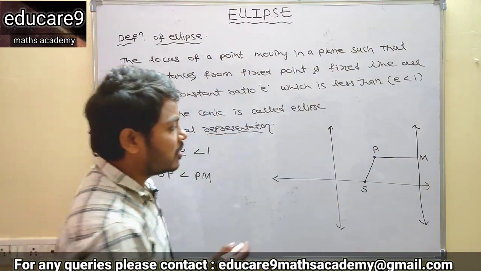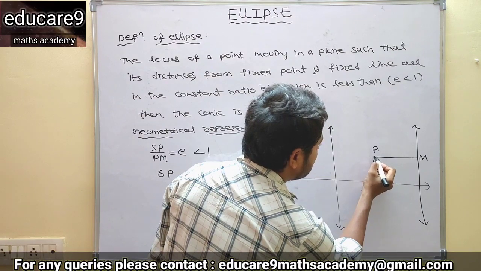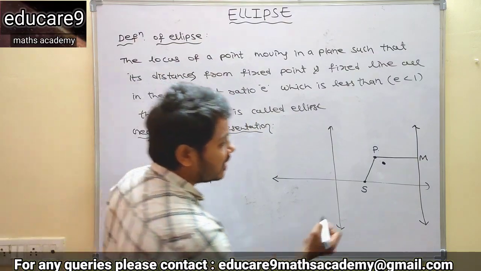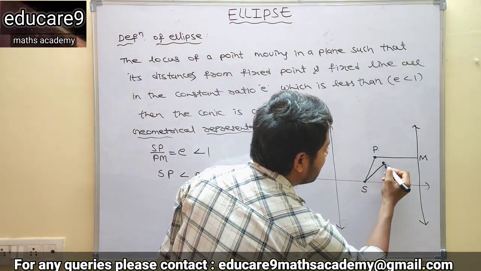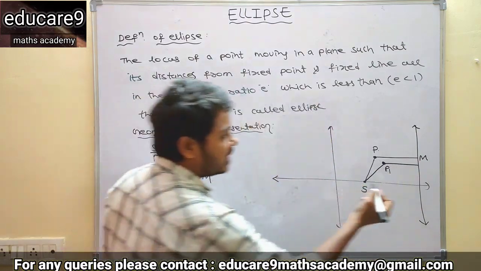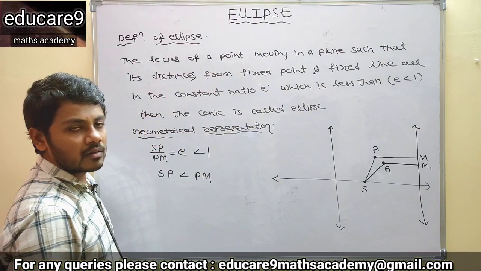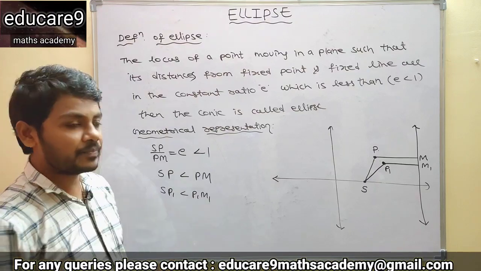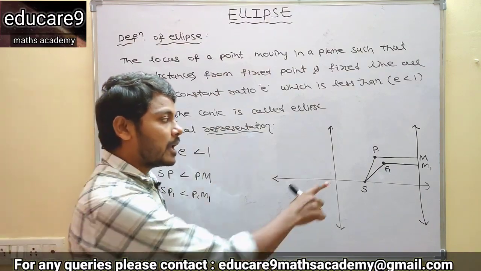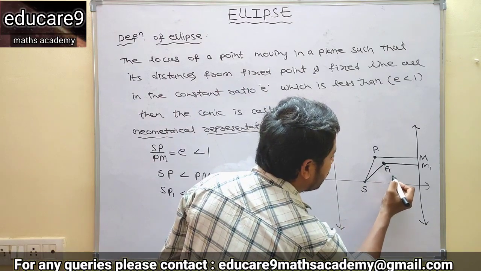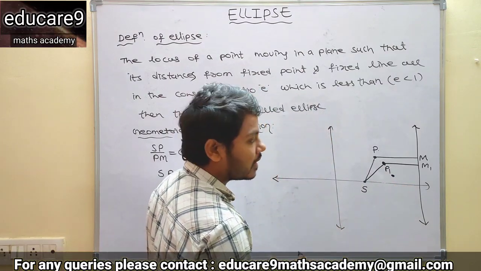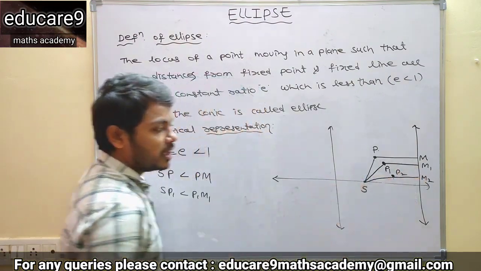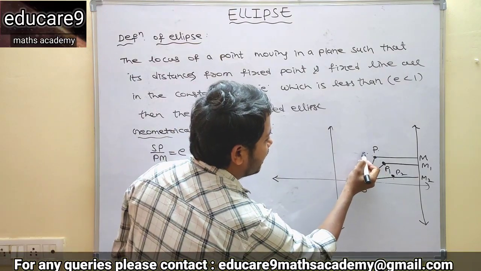See here, P is the locus of the point. It is moving in a plane. For example, this point P is moved to some point P1. Again, it satisfies the condition: SP1 is less than P1M1. Again, the point is moved from P1 to P2. Again, it satisfies the condition SP2 is less than P2M2, and so on.